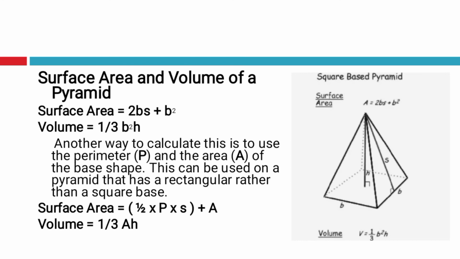Volume is equal to 1 over 3 A H. What is A? You can see A in the formula there. Sorry, 1 over 3 b squared H. So looking at the picture, you see it is written there. Don't mind the typing error of the one on your left hand side. If you look at the picture, it's all stated clearly there.